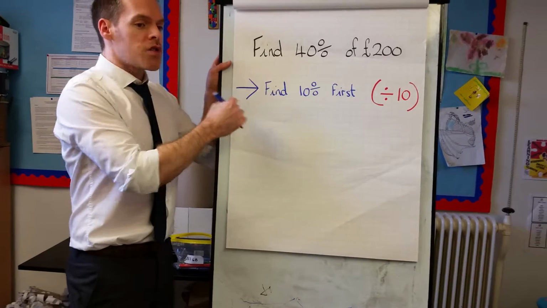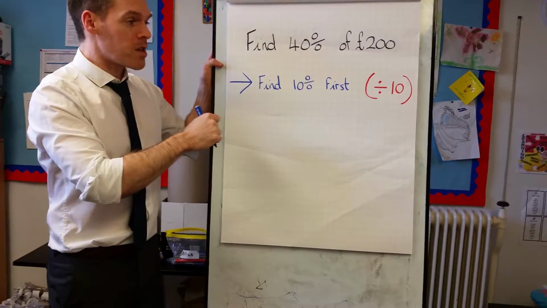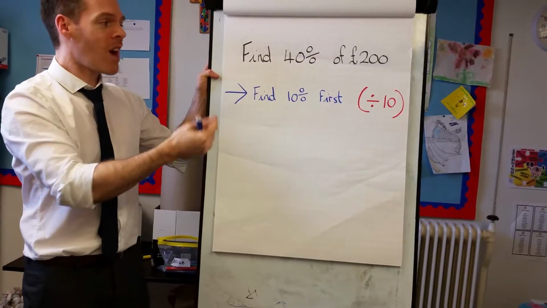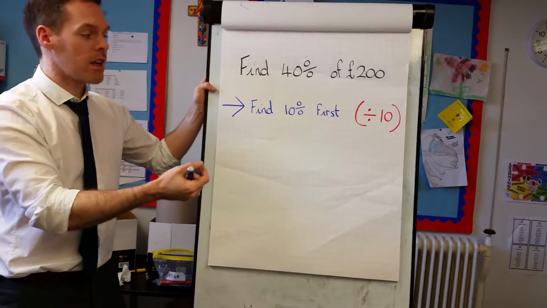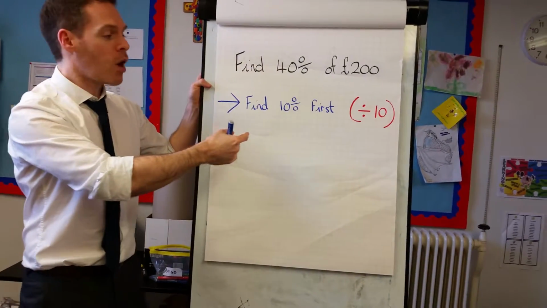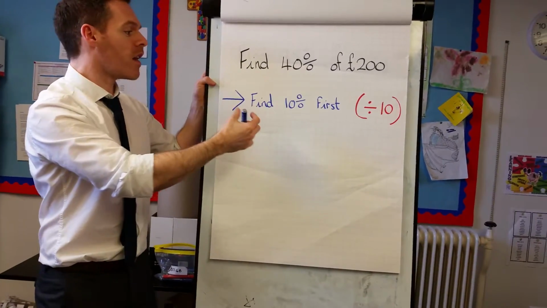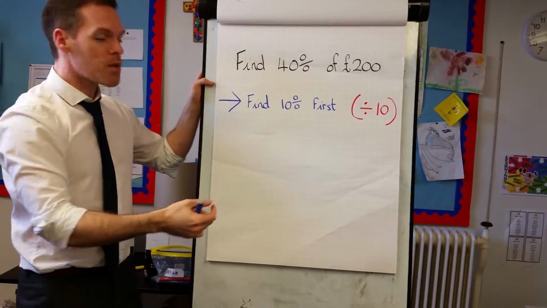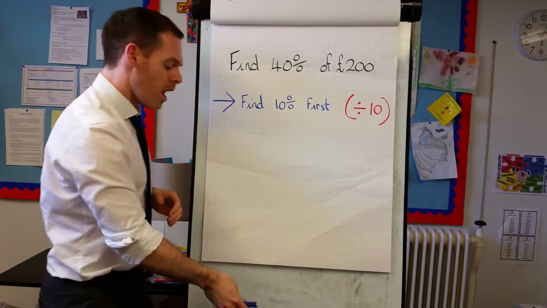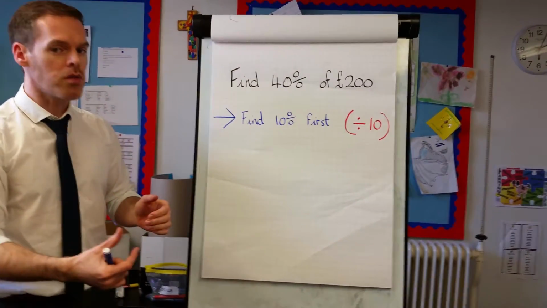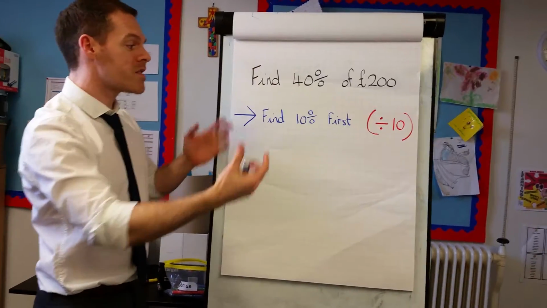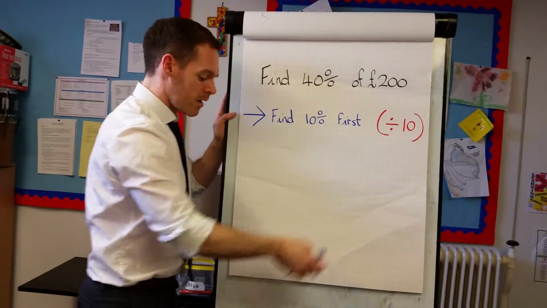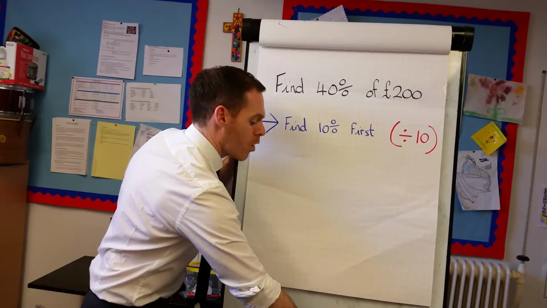The strategy to follow when finding percentages of amounts, in most cases, is to find 10% first, because finding 10% is really easy. 10% is the same as 1/10, and all we've got to do to find 1/10 of anything is to divide it into 10 equal parts, so to divide by 10. I'm going to use our bar model, just like I would if I was finding a fraction of an amount. Because I'm dividing by 10, I'll be dividing my bar into 10 equal parts.